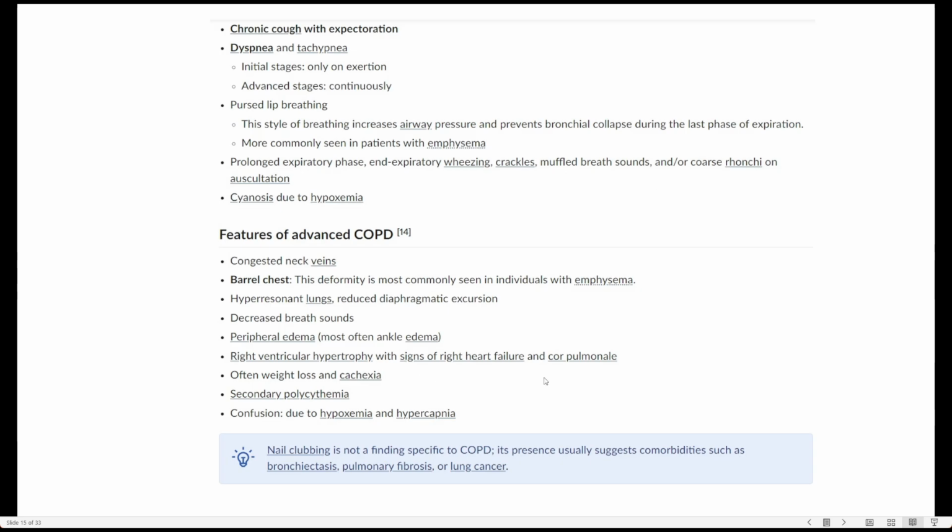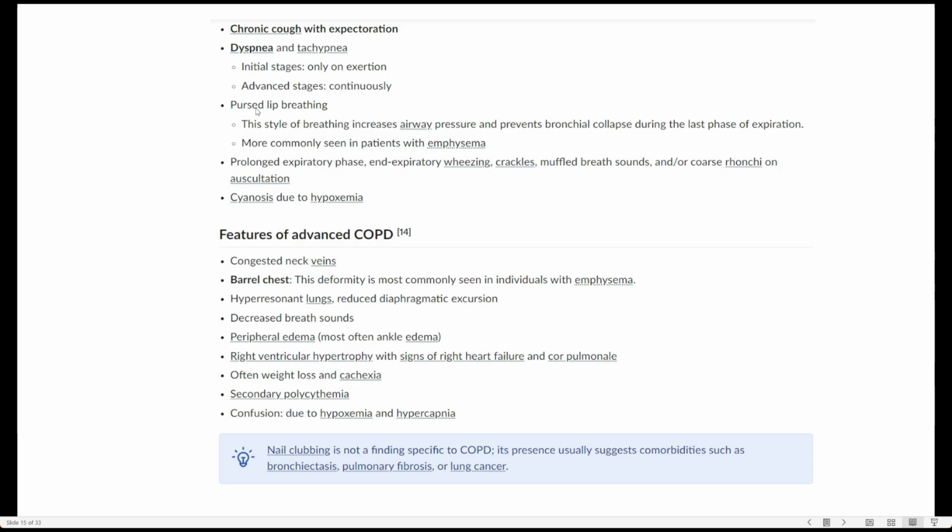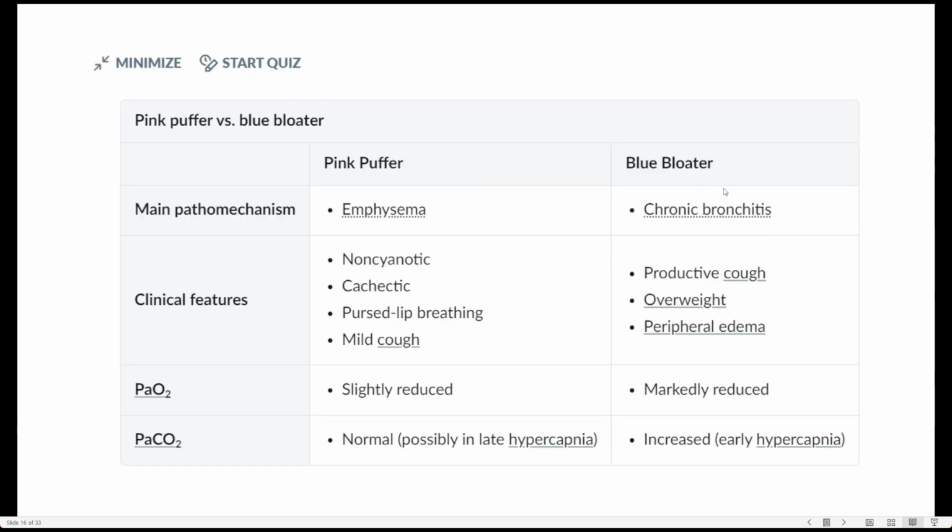Right ventricular hypertrophy and signs of cor pulmonale, for example. And the patient might be cachectic, very skinny. The patient may come with COPD with nail clubbing, which is indicative of hypoxemia. So all of these are signs and symptoms of COPD. And of course, there are some differences between pink puffer and blue bloater. When you hear the term pink puffer, which is basically your lips being pink due to pursed lip breathing, this is associated with COPD and not chronic bronchitis, which is associated with blue bloater.